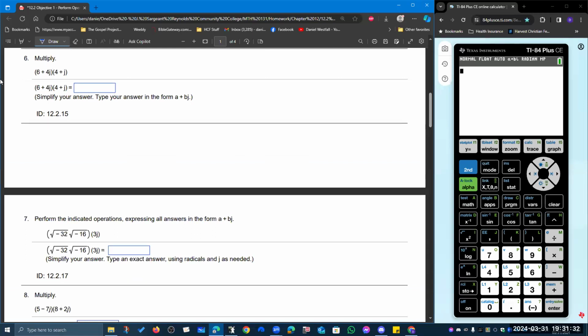Now we're going to use our FOIL technique, or double distribution. 6 times 4 is 24. 6 times j is 6j. 4j times 4 is 16j. And 4j times j is going to be plus 4j squared. 24 plus 22j minus 4 is going to be 20 plus 22j.